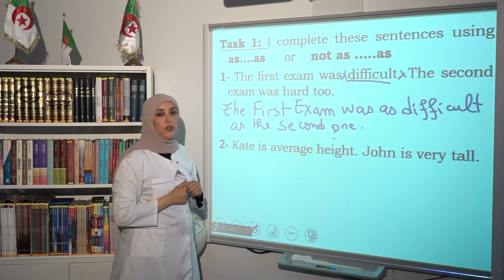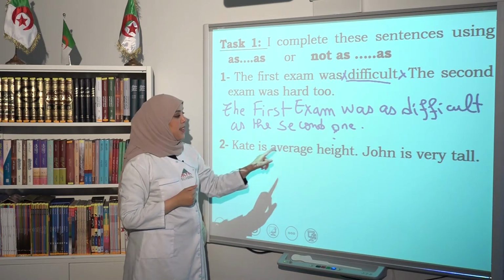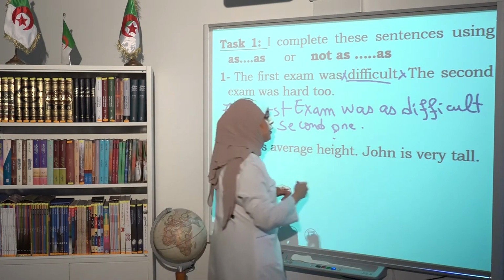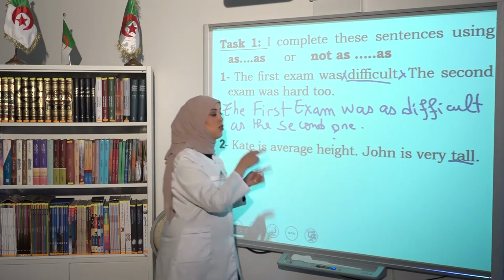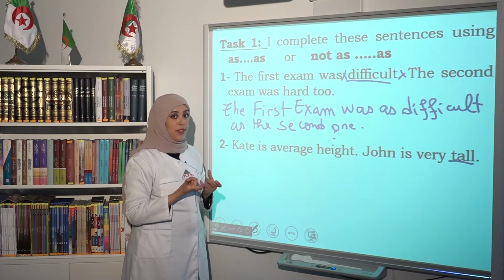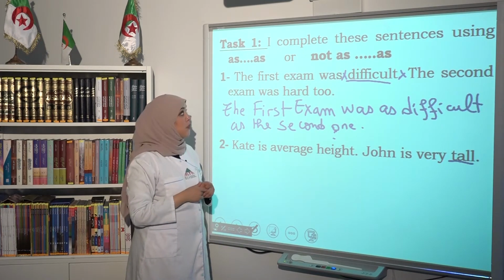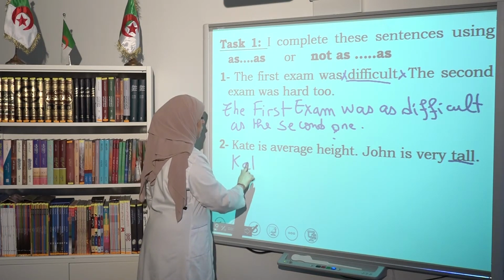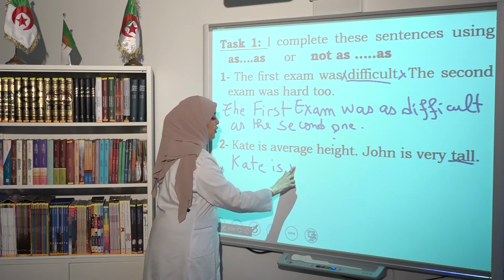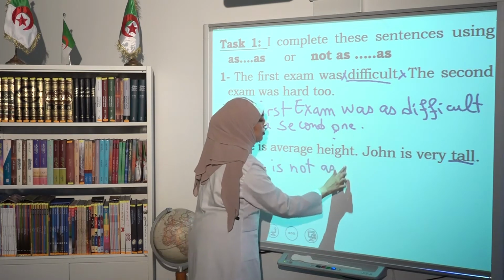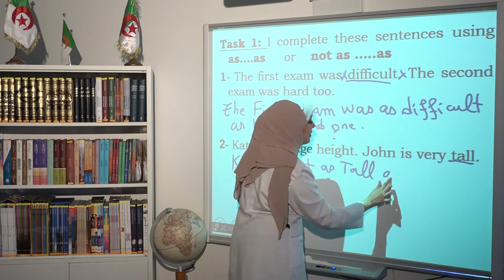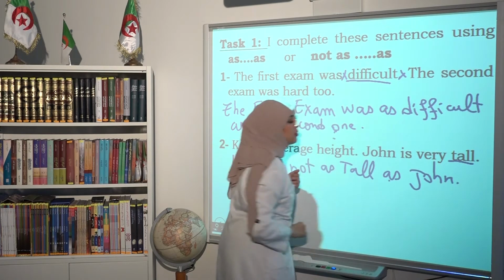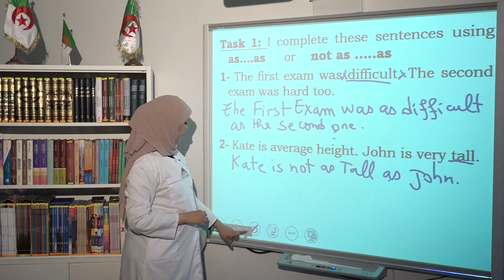Okay, to avoid repetition. Now, Kate is average height, John is very tall. My adjective would be tall. It means John is taller than Kate. This is the comparative. But here I want to use the comparative of inferiority. I'm going to say Kate is not as tall as who? As John. Okay, so it expresses inferiority.